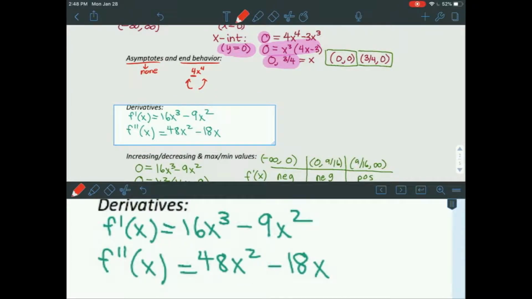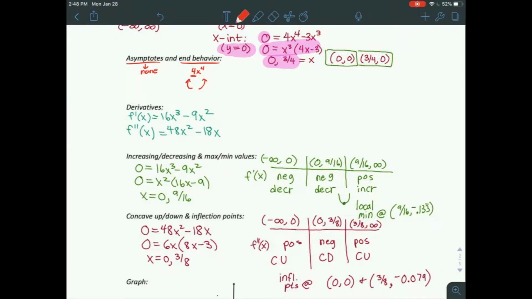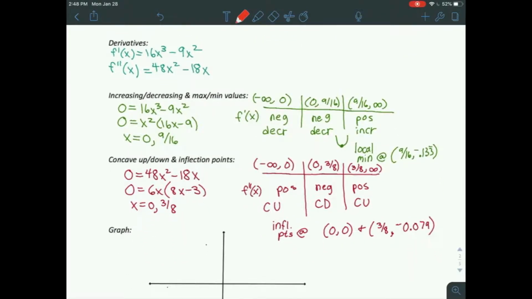I already did the derivatives that we're going to need for our concavity and our maximum and minimum values. So first and second derivative, find them if you don't have them. And then find your critical values to determine where it's increasing and decreasing. So set your first derivative equal to 0. Figure out what your critical values are.